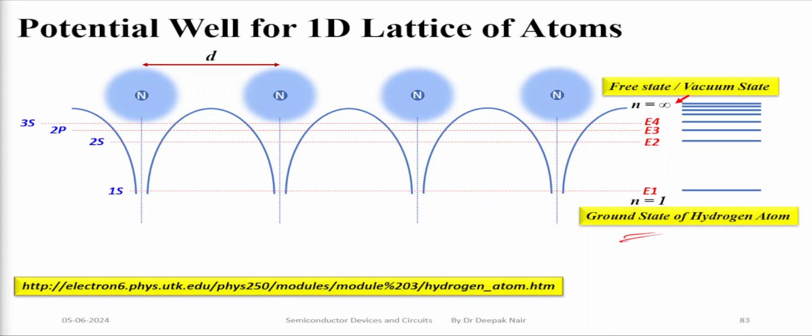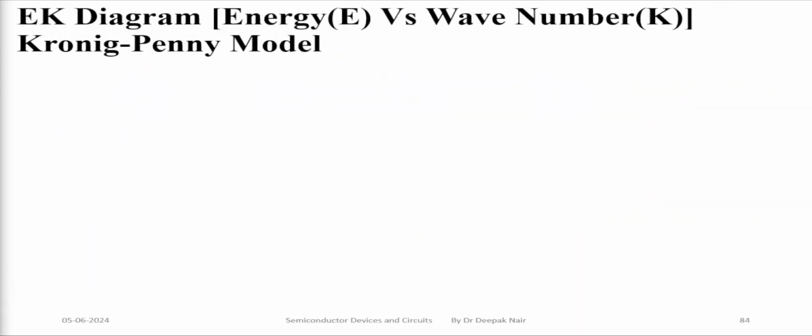These diagrams lead to a new diagram called EK diagram, or we can call it energy versus wave number. So in the previous lecture, again we have discussed why it is called wave. Here we are going to present why it is called wave. Okay, and EK diagram is also known as Kronig-Penney model. So you can call it EK diagram, that is energy versus wave number, or also you may call it Kronig-Penney model, because these are the scientists who came up with this model.